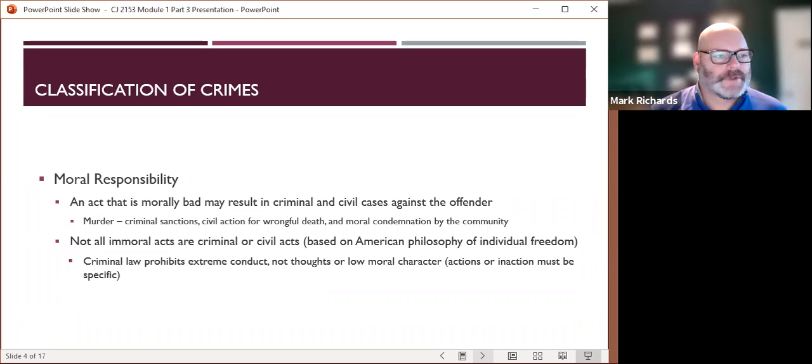There's a moral responsibility. An act that is morally bad may result in criminal and civil cases against the offender. For example, murder has criminal sanctions, there's civil action for wrongful death, and there's moral condemnation by the community. Not all immoral acts are civil or criminal acts. This is based on the American philosophy of individual freedom. Criminal law prohibits extreme conduct, not thoughts or low moral character. Actions or inactions must be specific to be considered a crime.